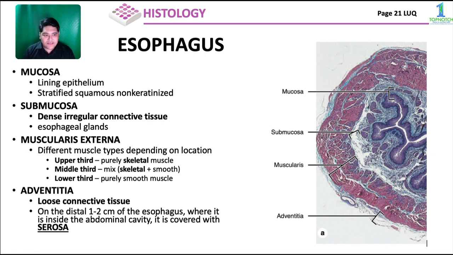Then you have your muscularis externa. Okay, different muscle types ang meron sa esophagus depending on the location. Ito yung highly testable. Yung upper third natin, it is purely skeletal muscle. Remember that. Your middle third, mixed skeletal plus smooth. And your lower third, purely smooth muscle na siya. And then yung outermost layer is your adventitia. Okay, it is a loose connective tissue. And on the distal 1 to 2 centimeters of the esophagus, no, it is covered now with your serosa. Okay, so dito papasok yung mixture ng adventitia and serosa.